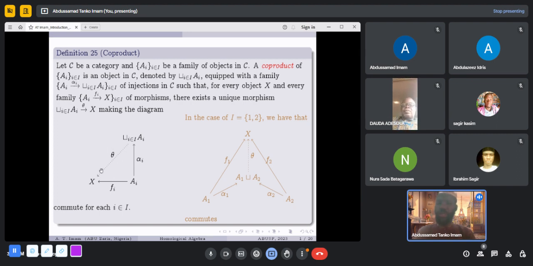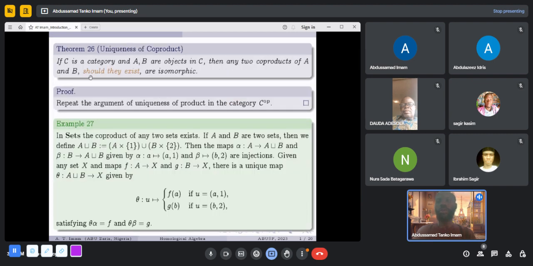So you see the theta before was from X to the product, but now from the coproduct it is going down to X. So you have injections, and this diagram should be commutative, meaning alpha_i followed by theta should be equal to f_i. And then the same thing here. When you go through it, you see that we are just reversing arrows and changing the notation from product to disjoint product. So actually, this is forming a disjoint product. That is what we call coproduct.